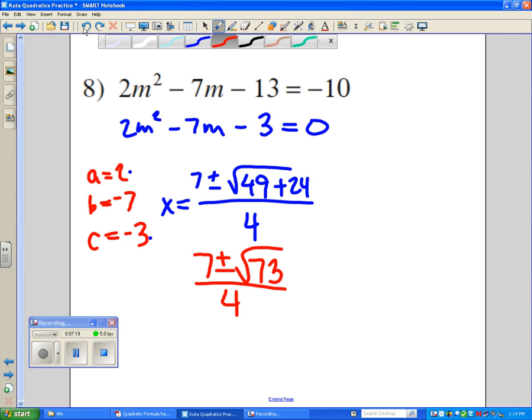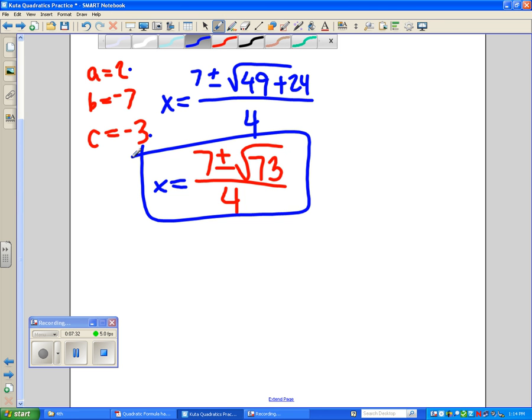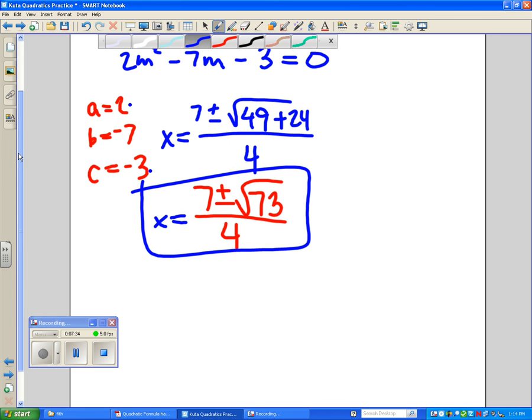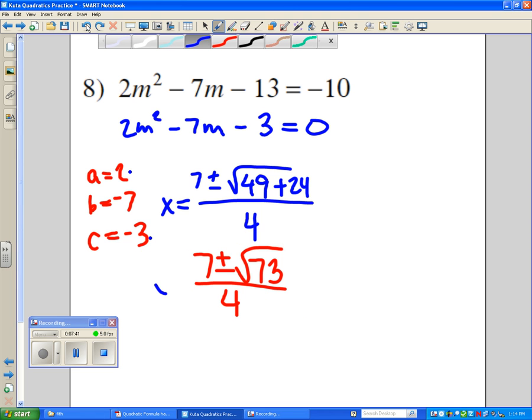Let's continue. All right, so we have 7 plus or minus the square root of 73 over 4. Now 73 is considered a factor. There is no perfect square factor of 73. So this is technically the form of the answer that we would prefer. Now notice, since square root of 73 is not a pretty number, this original equation is not factorable. And this hints at a key idea with quadratics. The quadratic formula always works.